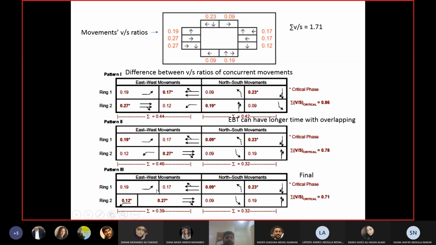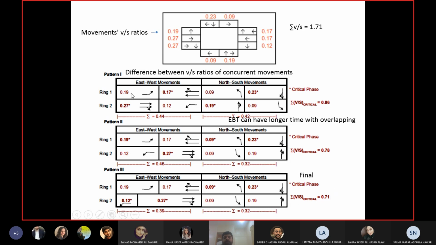And this is the other side. Now if you add the critical V by S ratio, so 0.12 plus 0.27 plus 0.09 plus 0.23 is 0.71. So now it is even better than the previous one. So this is where they are stopping.